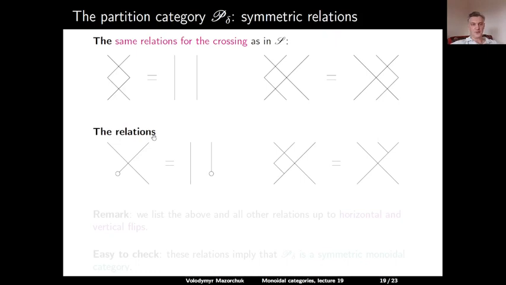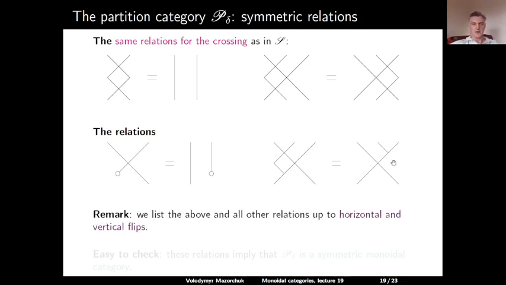Next, we have the following relations. If we have here creation or annihilation, we can pull it through the crossing and just disentangle them. And the next thing, we can also pull the following thing through the crossing. If we have such a diagram, we can pull this part through the crossing to have such a diagram.